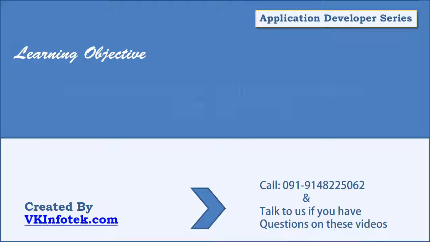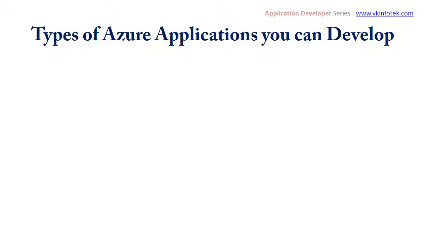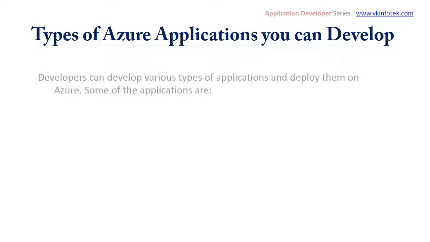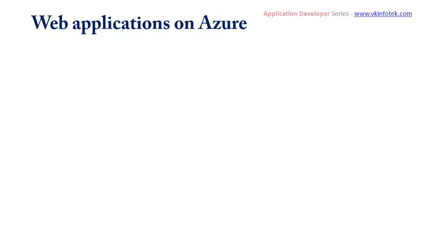In this video, we will see what are the types of Azure applications you can develop. Developers can develop various types of applications and deploy them on Azure. Some of the applications are web applications, mobile backend applications, enterprise applications, microservice applications, Internet of Things applications. So let us see a little bit more about each of these types.